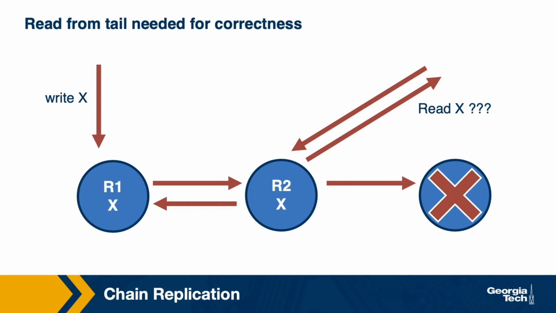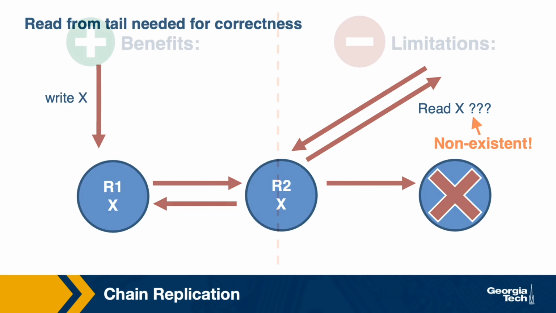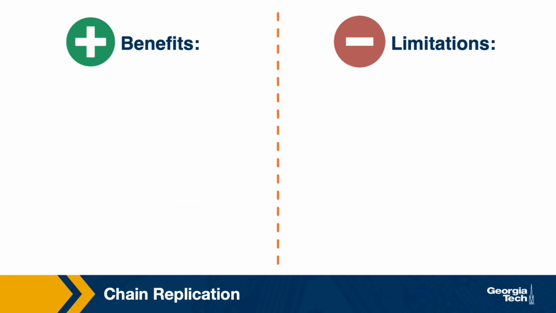Maybe the tail has failed. In that case, that write will be discarded. That update will not be applied in the system, will not be committed to the system. And if we allow a read operation to see that non-existent update, clearly that system will not behave correctly. So what are the pros and cons of this approach?